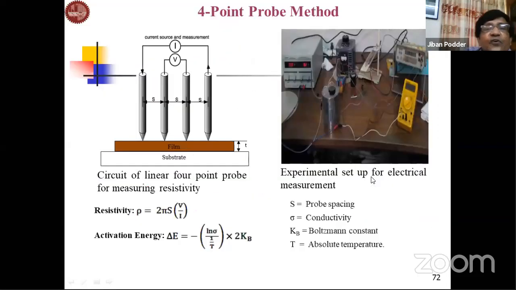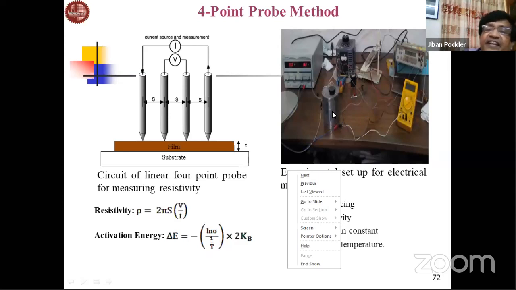Here, this is the four probe method. We need to use the four probe method for calculating the resistivity. This is not a metal, this is a semiconductor material, so it is suitable for calculating the band energy gap using the four probe method. Here you see V and I, the voltage and current, and S is the separation between the electrodes. So easily we can calculate the resistivity and activation energy using these equations.